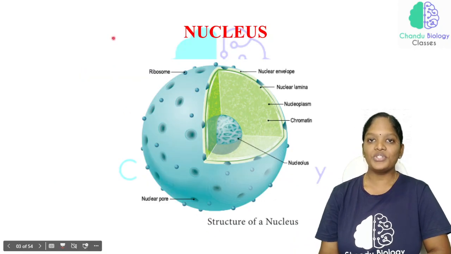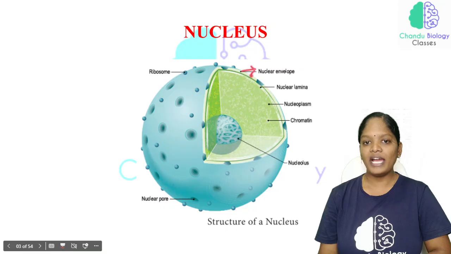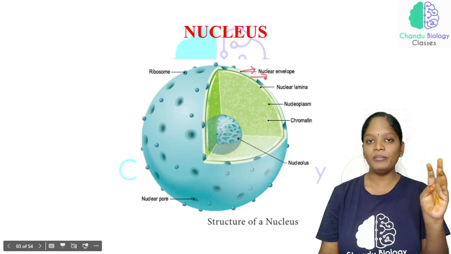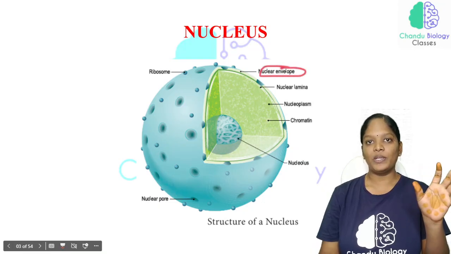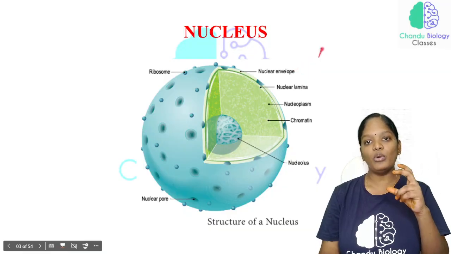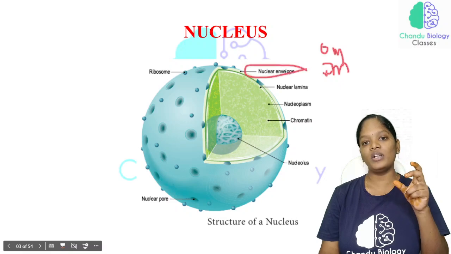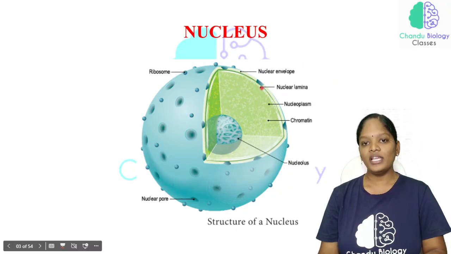This is the structure of a nucleus. In the nucleus we have an outer membrane and an inner membrane. Together we call them the nuclear envelope. You should not think of the nuclear envelope as only the outer or the inner membrane; the nuclear double membrane is called the nuclear envelope. The nuclear envelope has a protein called the nuclear lamina.